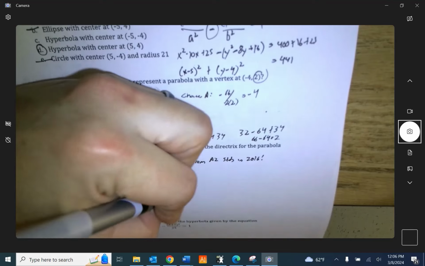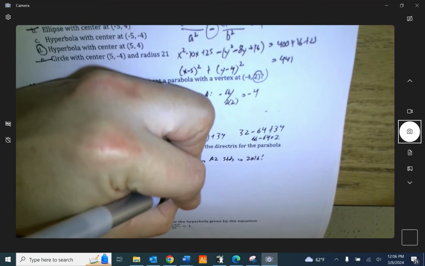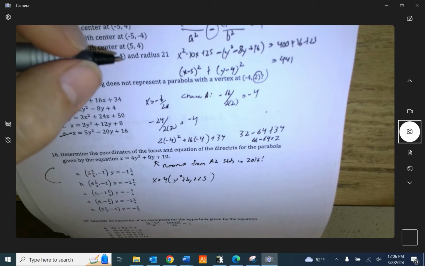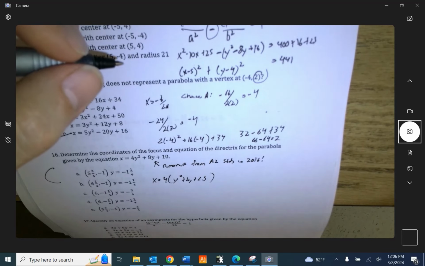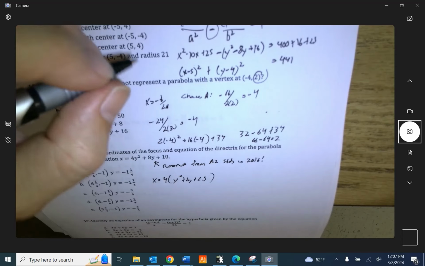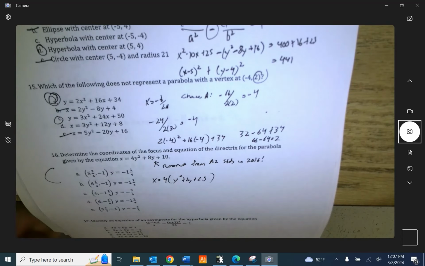If I pull that 4, I have y squared plus 2y plus 2.5. That's not something I care to factor. Are there factors of 5/2 that add to 2? I have no idea if there's factors of 5/2 that add to 2. I have no idea. Give me just a second here.